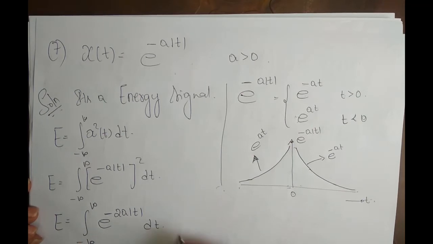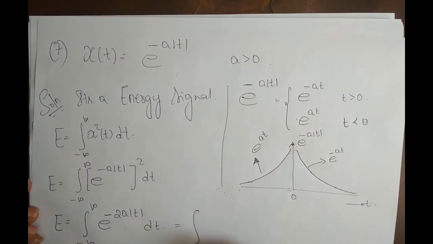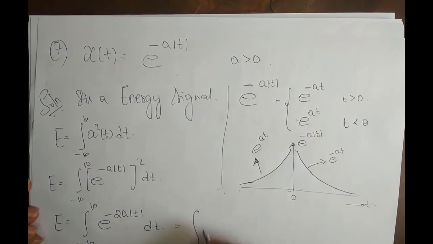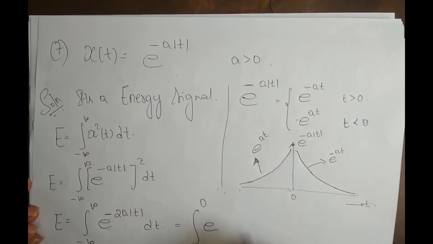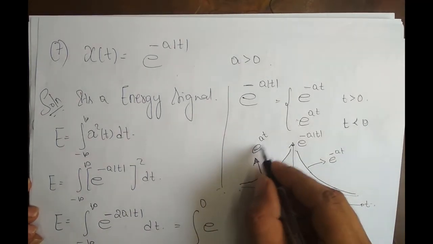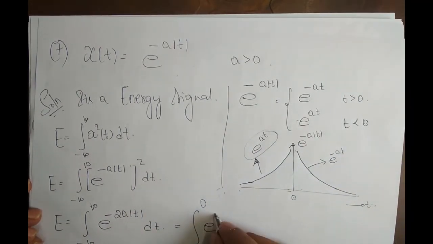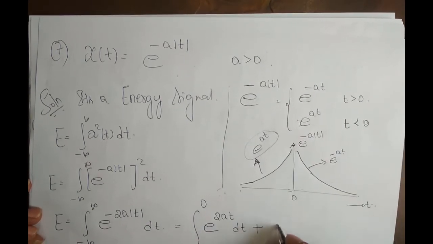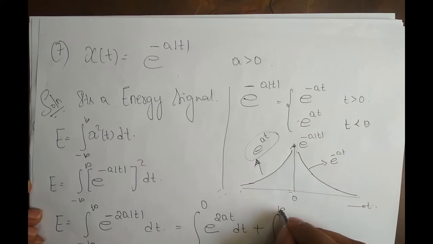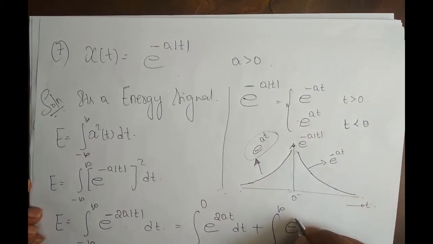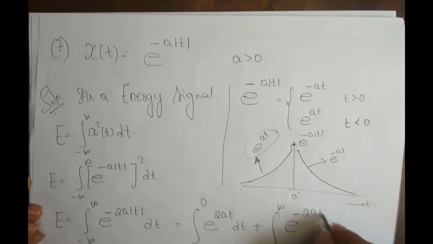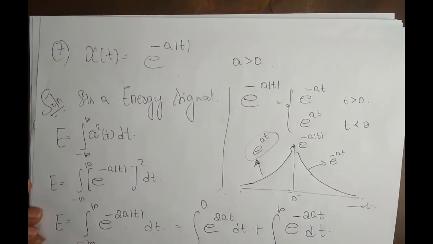Okay. Now what I'll do, I'll split this integration. Integrating from minus infinity to 0, what is the signal I have? E power 2 times at dt, plus integrating from 0 to infinity. For 0 to infinity, what is the signal I have? So e power minus 2 times at dt. Okay.